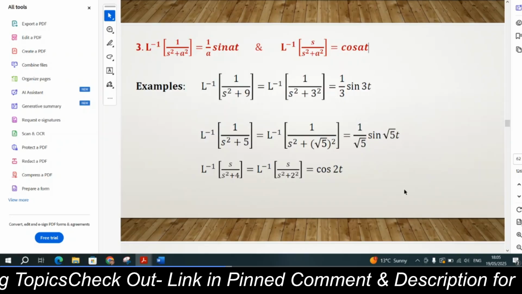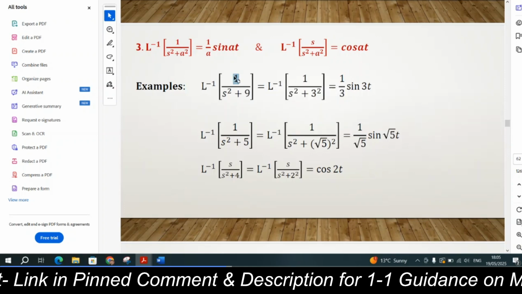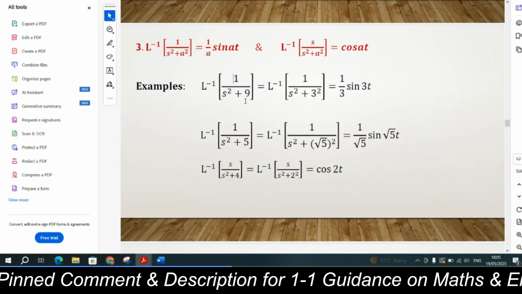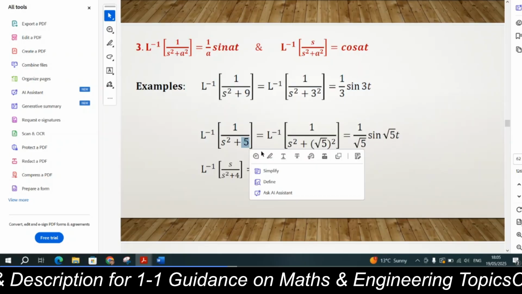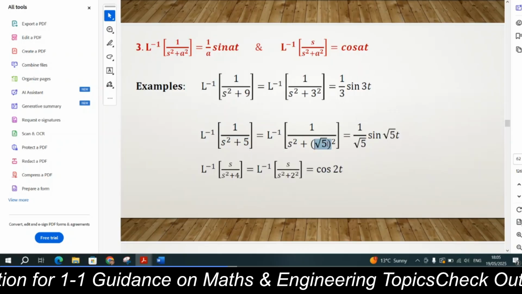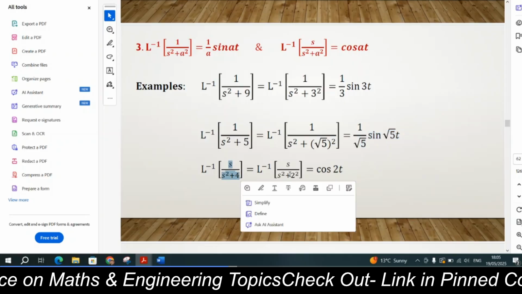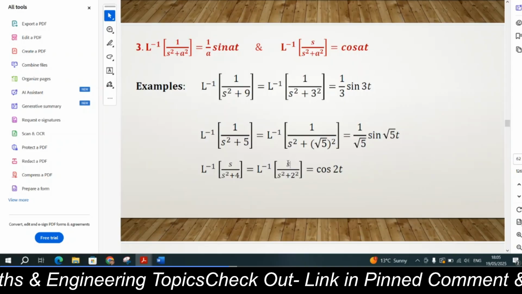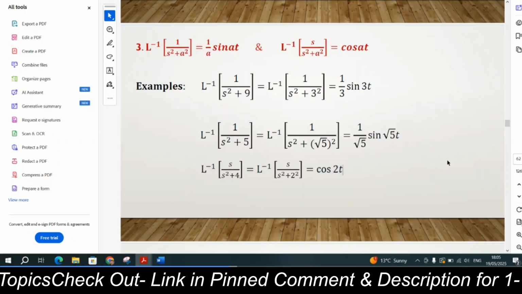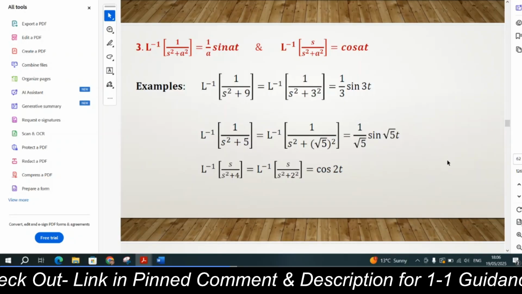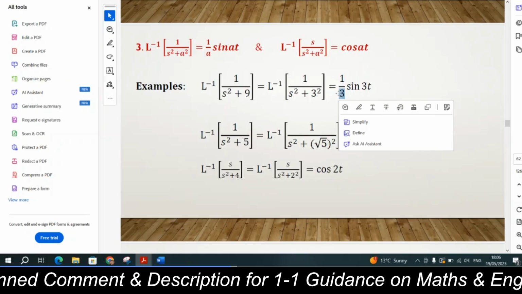Similarly, for cos at, the Laplace transform is s upon s square plus a square, so the inverse Laplace of this becomes cos at. Is that clear? Yeah. These are the examples given. S square plus 9, if it is a constant, that means it has to be a sine function, and 9 is actually 3 square, so you'll write 1 by 3 sine 3t. Over here you have s square plus 5, so 5 is actually root 5 the whole square, and therefore you'll write 1 by root 5 sine root 5t. It is s upon s square plus 4. 4 is 2 square. You have an s in the numerator. It has to be a cos function, and you write it as cos 2t. Are the examples clear? Yeah.